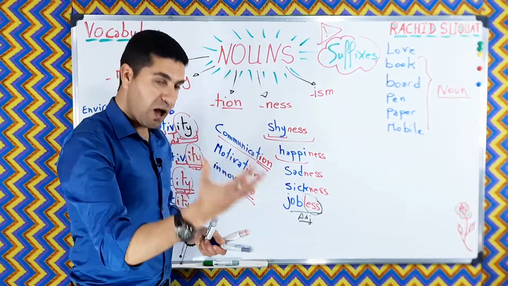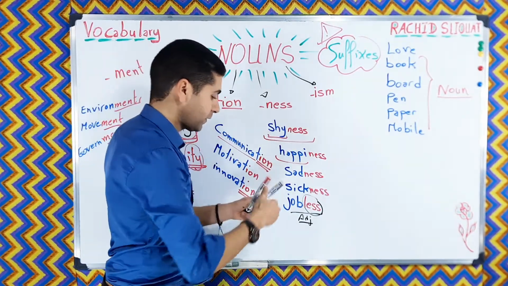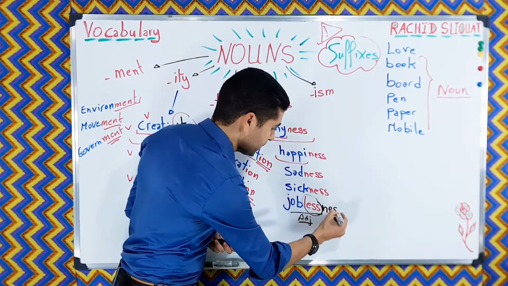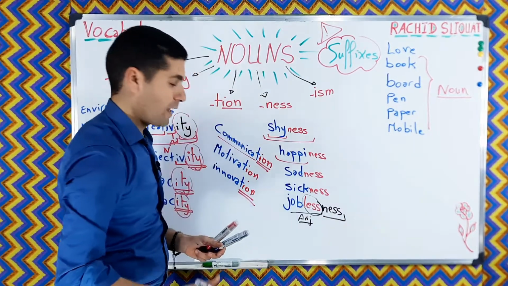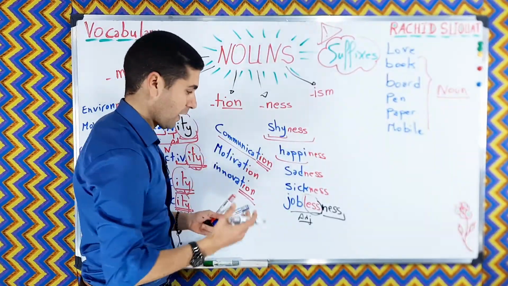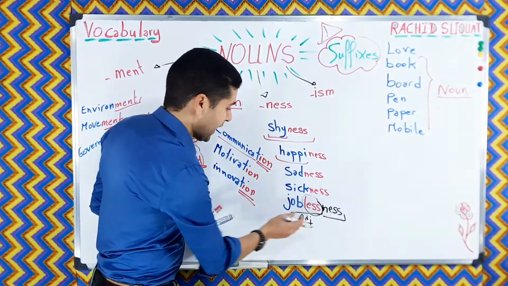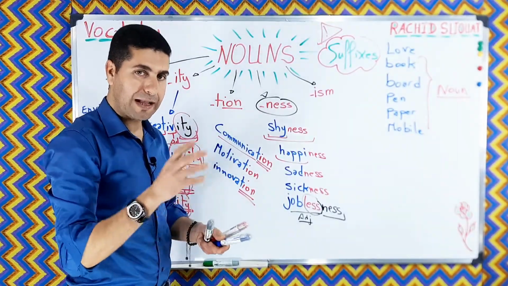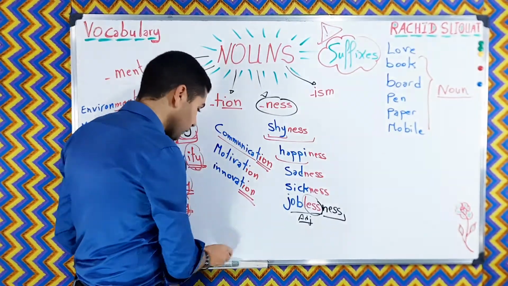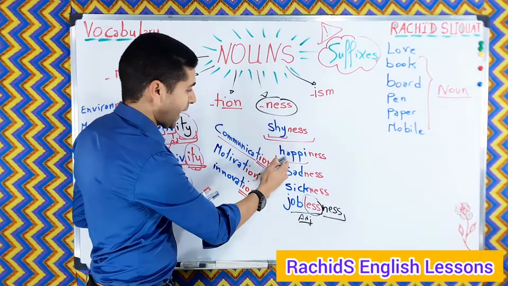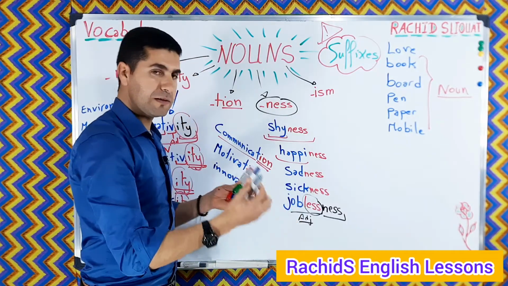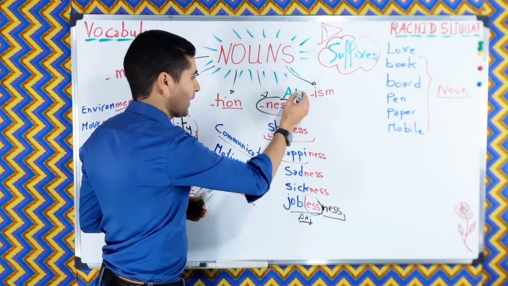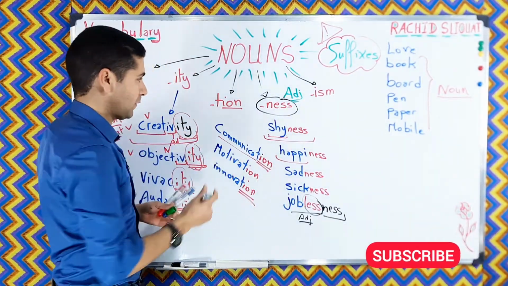So a noun can be joblessness, okay? So the noun is joblessness, from jobless, which is the adjective. So as you can see, ness here, we can add it to shy, happy, sad, sick, jobless. These are adjectives, okay? So we can add it to adjectives, not like shun.